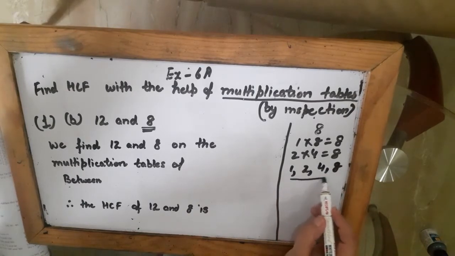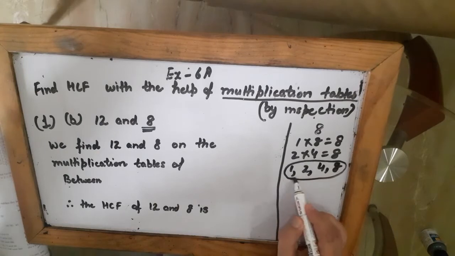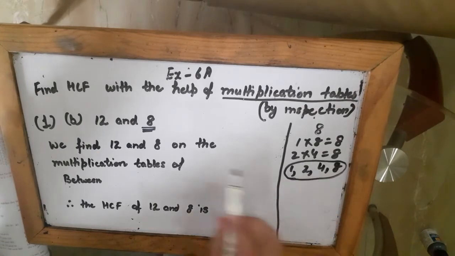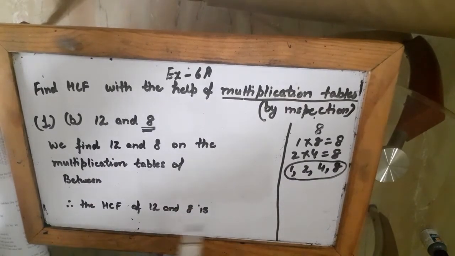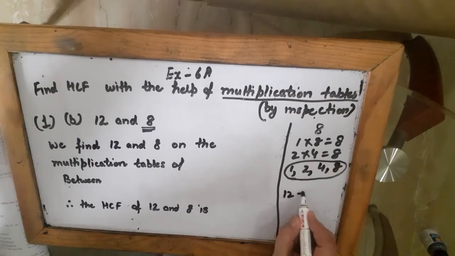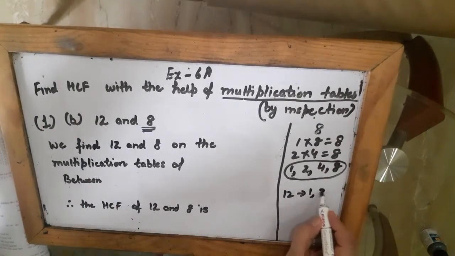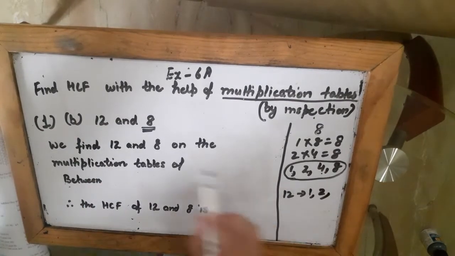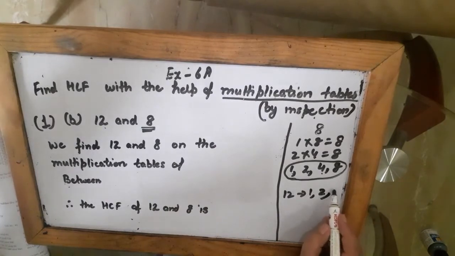Now from these factors which you have taken out, see whether these are the factors of 12 also. Like, for 12, 1 is a factor of every number, we know. 2 is a factor of 12. Yes, 2 also is a factor of 12. 4 is a factor of 12. Yes, 4 also is a factor of 12. 4 3s are 12. Is 8 a factor of 12? No.